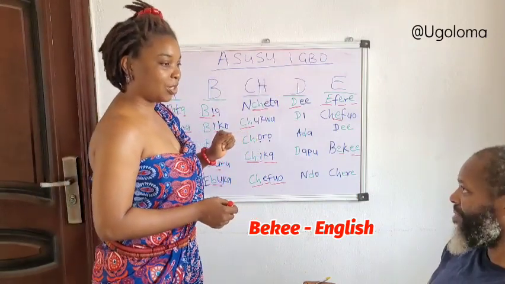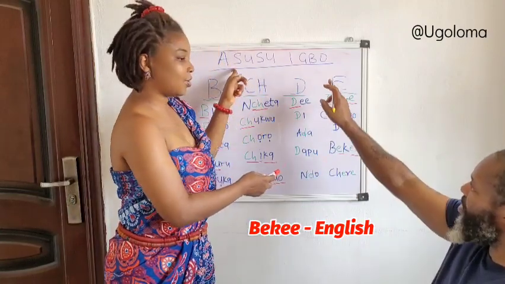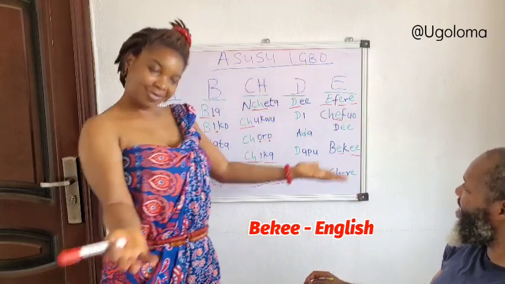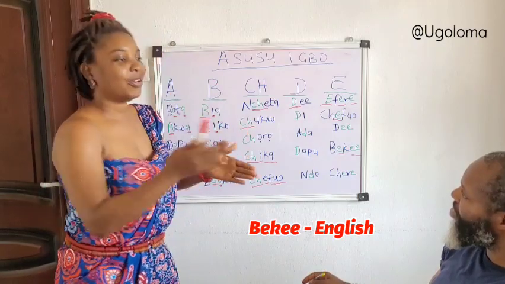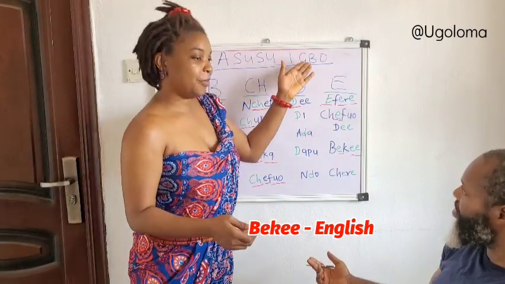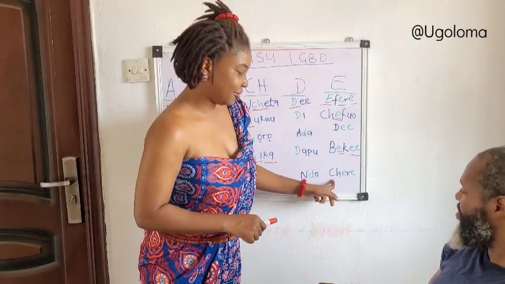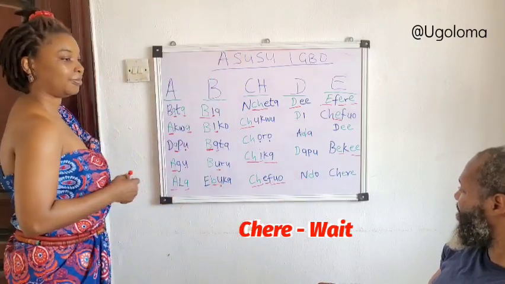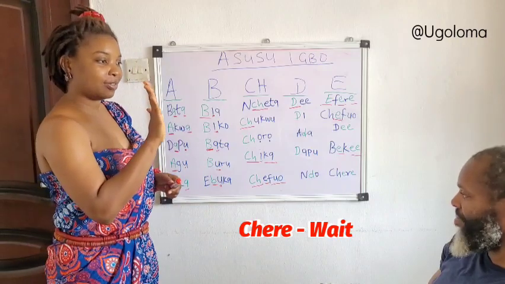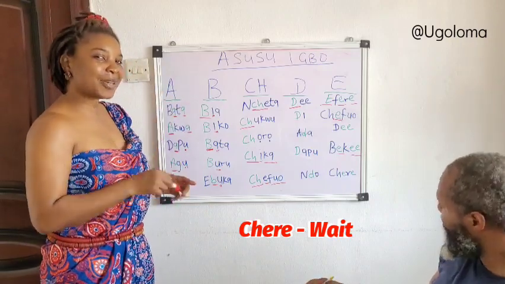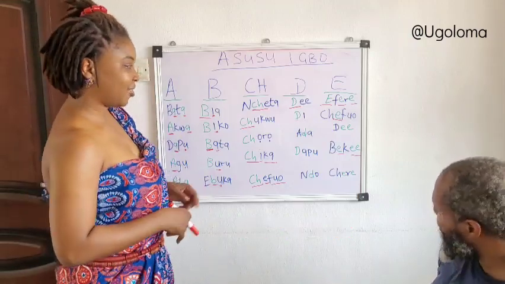So if you want to say English language, what do you say? Asụsụ Bekee. That is English language. So Asụsụ Igbo means what? Igbo language. So when you say Asụsụ Bekee, Bekee means English language, right? Yes. Next. Chere. Chere means wait. Chere. Okay, that's easy.